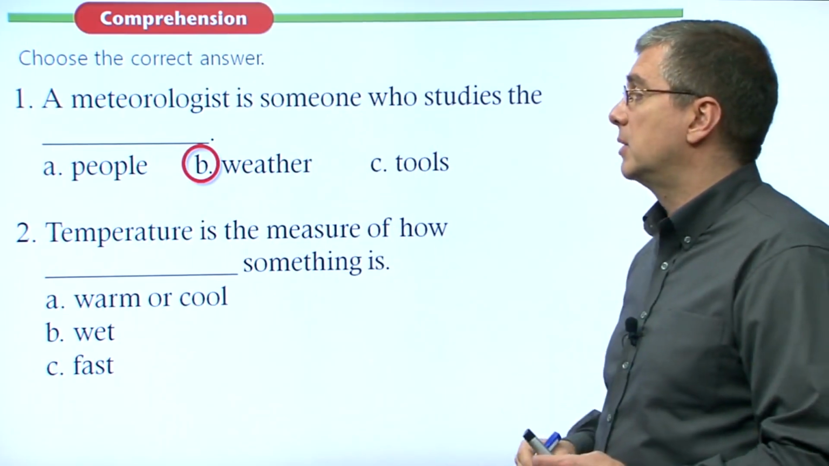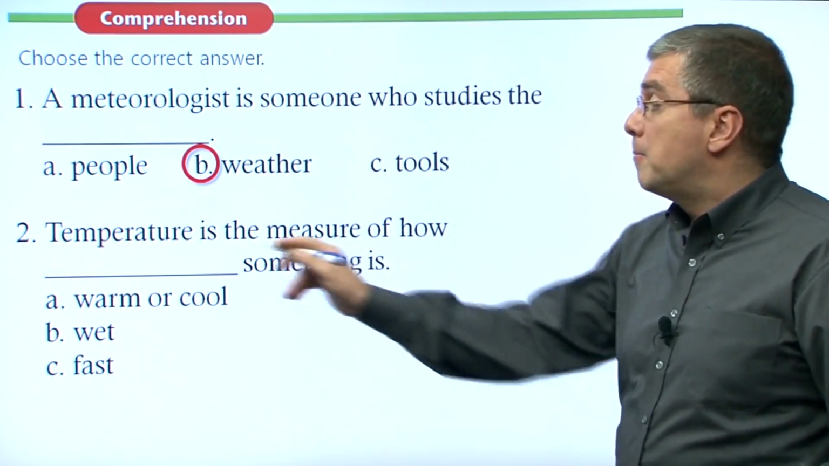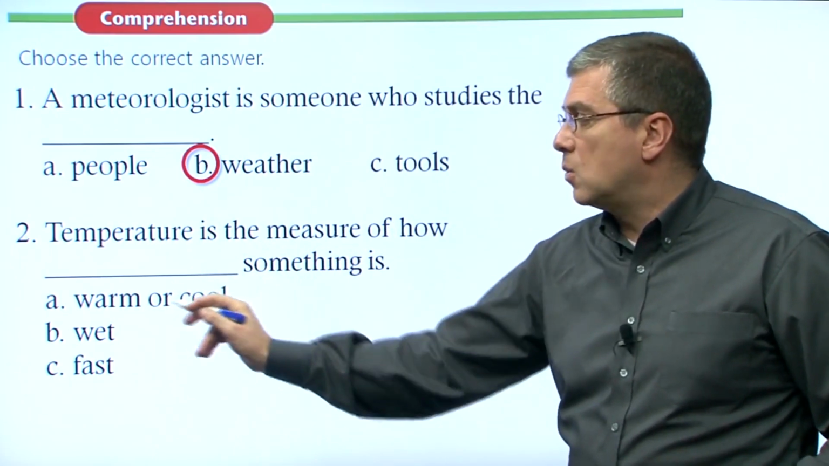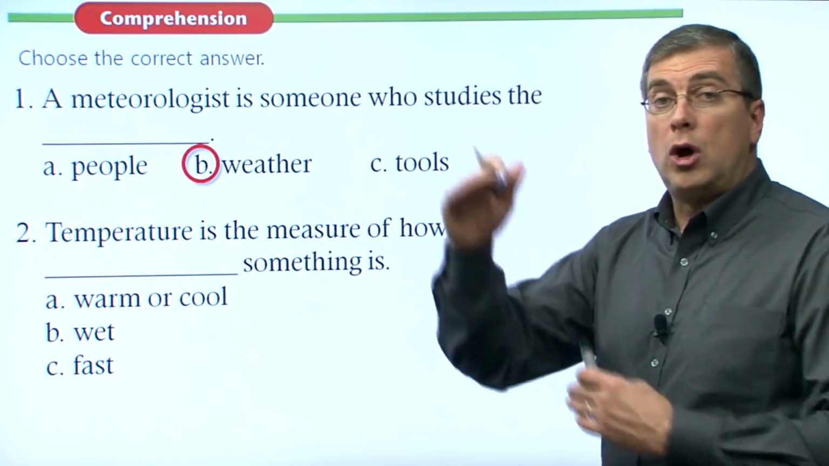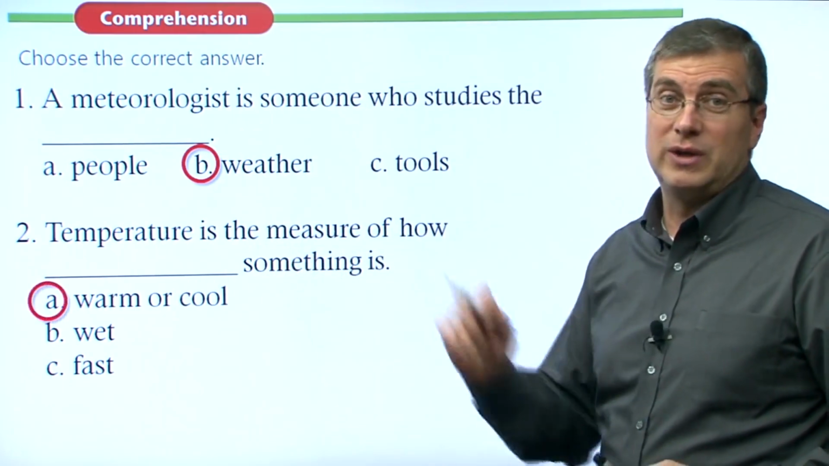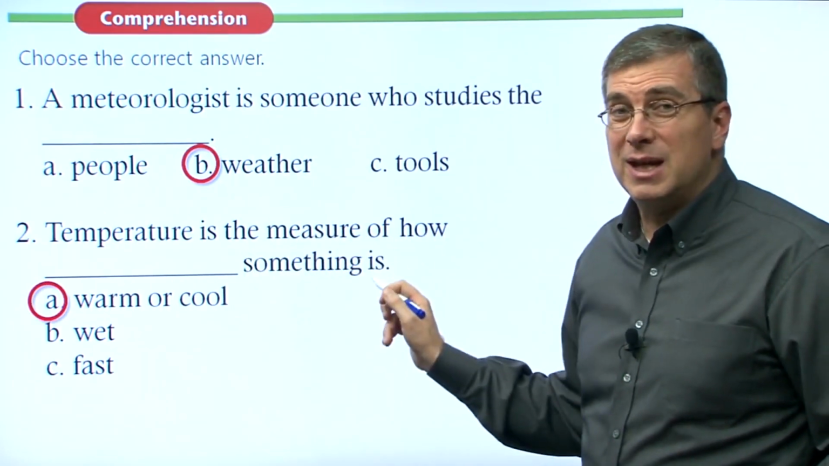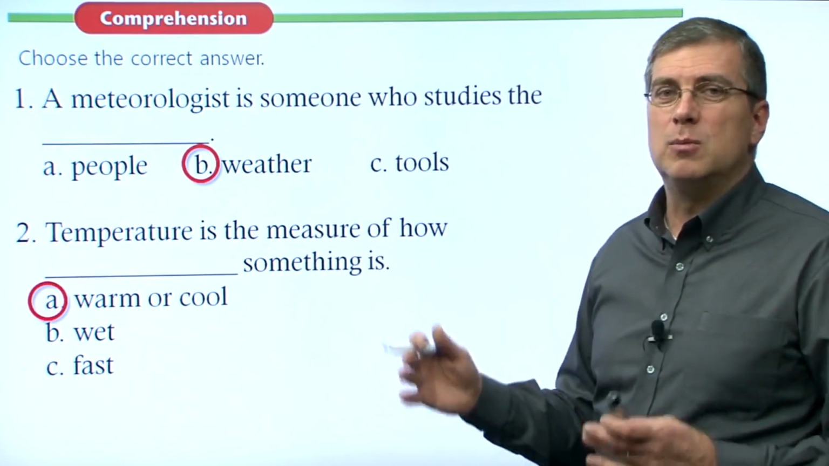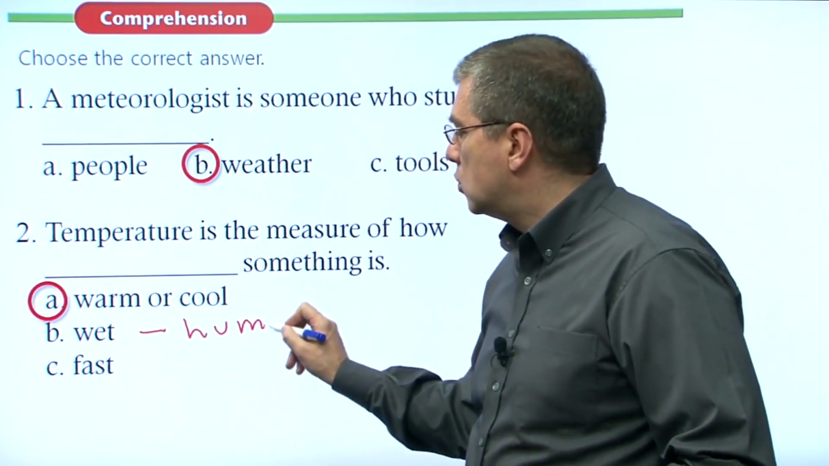Okay, let's move on to number 2. Temperature is the measure of how blank something is. So we have our choices, A, warm or cool, B, wet, C, fast. Temperature is the measure of how warm or cool something is. That's correct, isn't it? Our choice is A. B, temperature is the measure of how wet something is? No, we're talking about perhaps humidity, right? Humidity would tell us how wet something is.